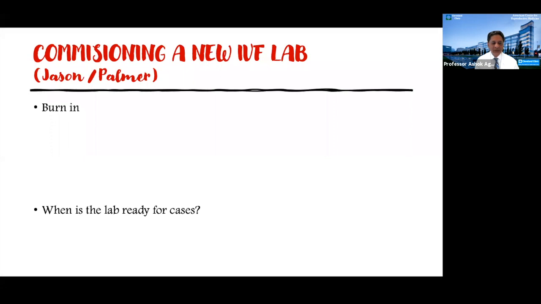So there is a concept of burn-in. I hope it's not burning in the entire lab, but what is the concept of burn-in and how long should it be, whether it is 1 day, 2 days, 1 week, 2 weeks, a month, 2 months, or 1 year, and how do you really know that you're ready to begin the cases? What is the litmus test? This is a question for Jason, who has great experience, and then our friend Giles to cover any other points. So Jason.